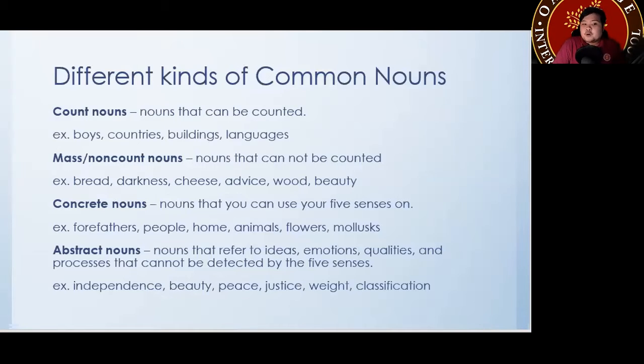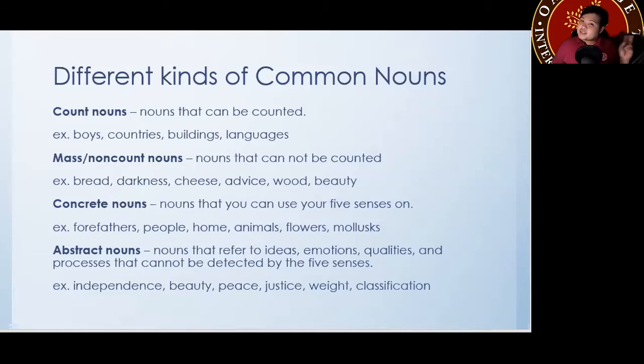Okay, for mass nouns, these are nouns that cannot be counted. Bread, you can't count bread. You can count loaves of bread, slices of bread, but you can't count bread itself. Darkness, cheese, advice, wood, beauty, you can't count these things, okay? These are two kinds of common nouns when you're talking about the number.